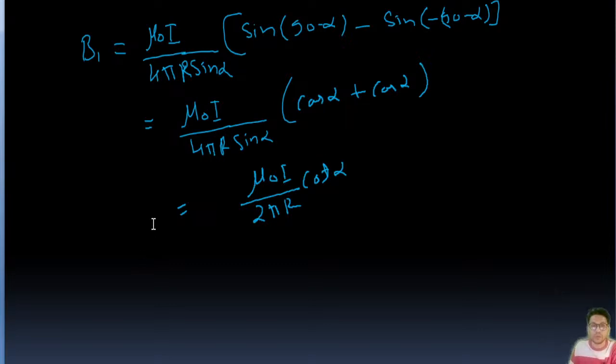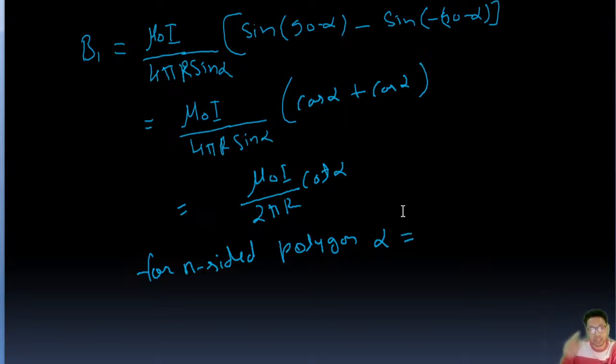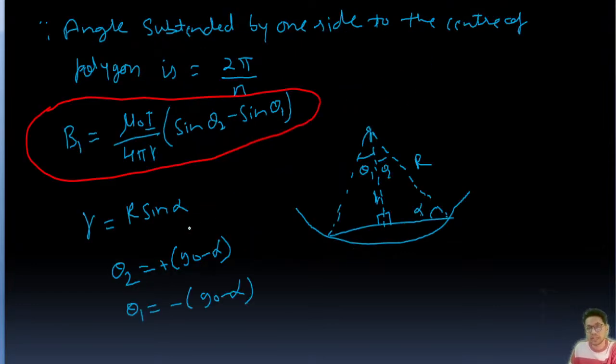Now for an n-sided polygon, we know alpha is going to be pi by 2 minus pi by n, because it's an n-sided polygon. How? For an n-sided polygon, the angle subtended by one side is 2 pi upon n. So this is going to be like this.